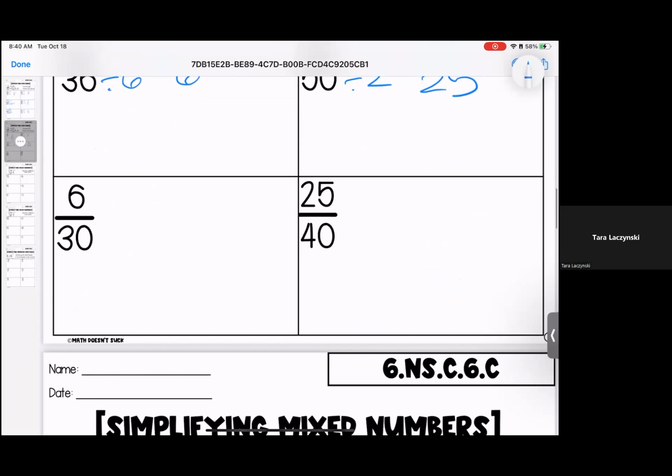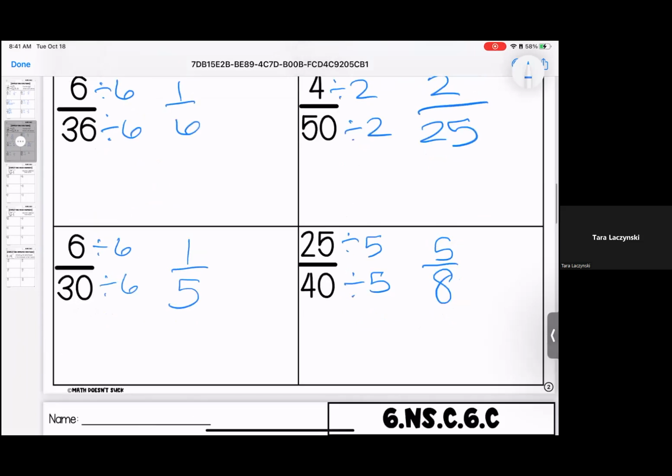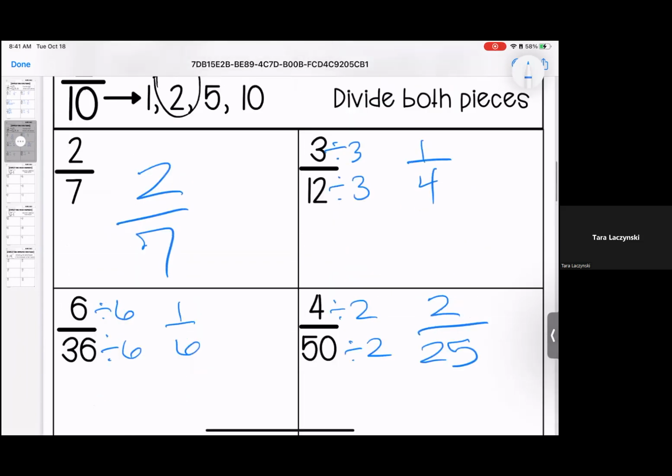Moving down, 6 and 30, we can divide both of these by 6 and get 1/5. 25 and 40, we can divide both of these by 5 and get 5/8. They're not both prime numbers, but 5 does not divide into 8, which means that's lowest terms. That is the end of our second page. If you have questions, please bring them with you to class. Remember, you can always pause this and rewatch if needed.